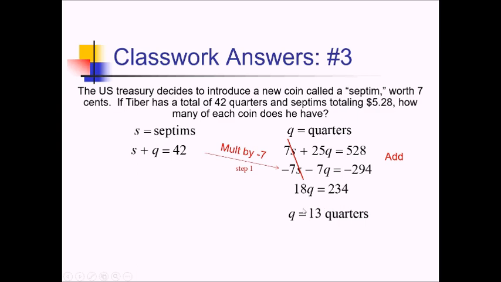Now we need to find the number of septums. So let's plug 13 in for Q back in this equation here. Seems like a good idea. It's the easiest one out of all the equations I have available. So we have S plus 13 equals 42. Subtract 13, and that's going to be 29 septums.